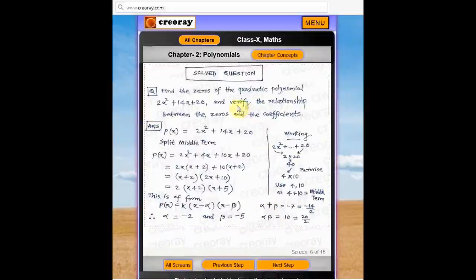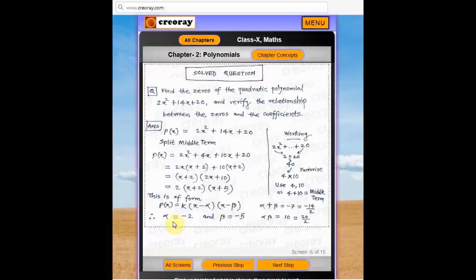And this is where the second part of the question comes in. Verify the relationship. So now first you have factorized and found out what is alpha and beta. And this is what it is by meaning of verify the relationship. So yes, we have verified alpha plus beta. When you do the actual minus 2 plus minus 5, you get minus 7, which is nothing but minus b by a, minus 14 by 2. This is also minus 7. So first relationship is verified.